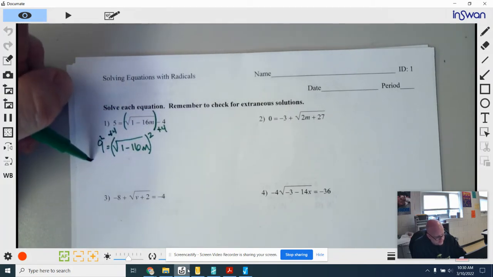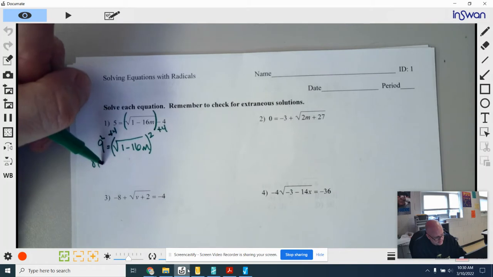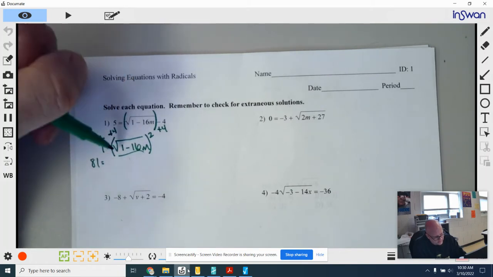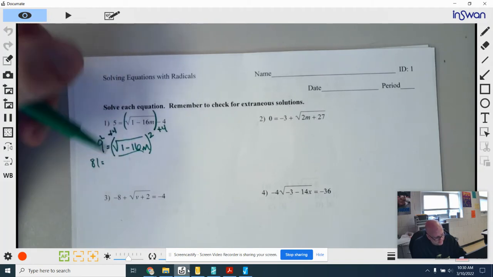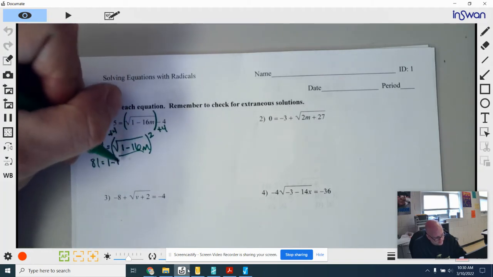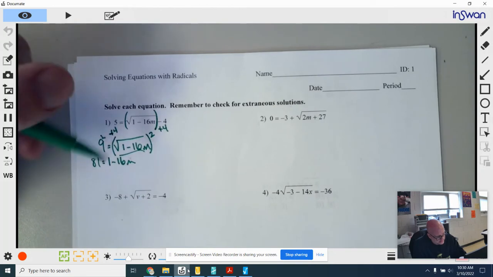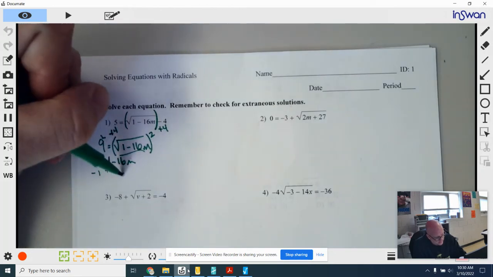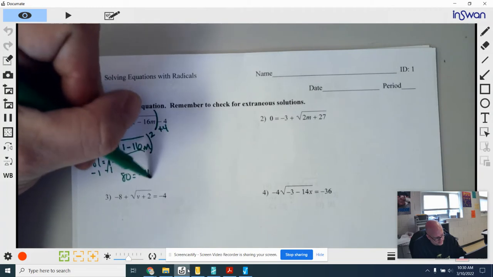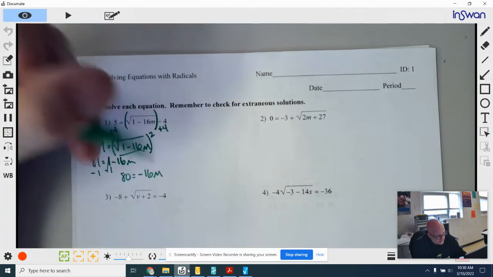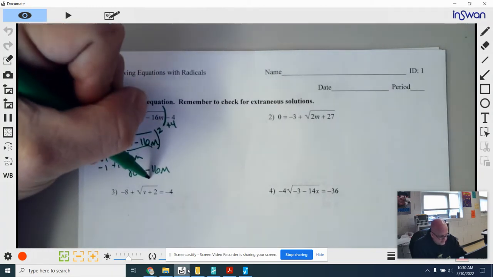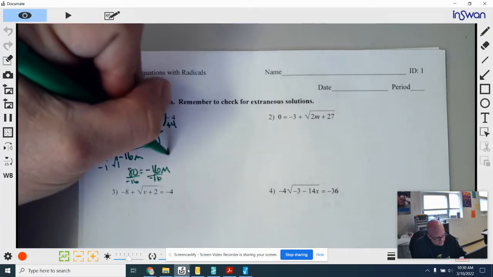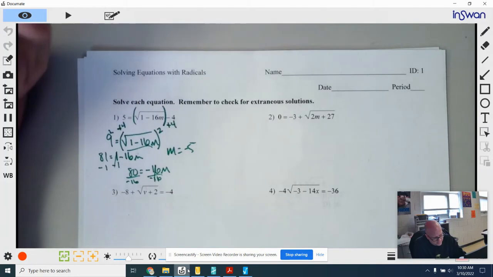Okay, so 9 squared is 81, and then 1 take away 16m. This piece just drops off because the square root squared means it frees that part up, which is what we wanted. Okay, so now if I just subtract 1 to both sides, we have 80 is equal to negative 16m, and then divide both sides by negative 16, and we get an answer of m equals negative 5.